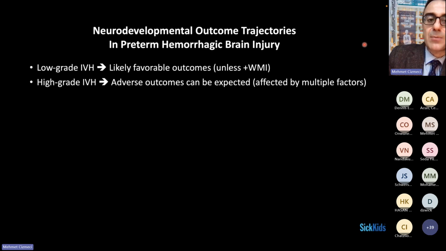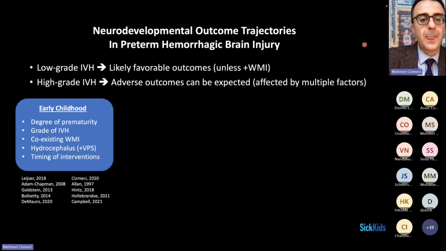And if the injury is hemorrhagic type, with the low-grade IVH, we expect to see favorable outcomes for the most part. There's some controversial literature also on that. But clinically speaking, if the babies are presenting with low-grade IVH, unless there is accompanying white matter injury, outcomes are usually favorable in this population, but they require ongoing monitoring. With high-grade IVH, adverse outcomes become likely, and it is affected by multiple factors.